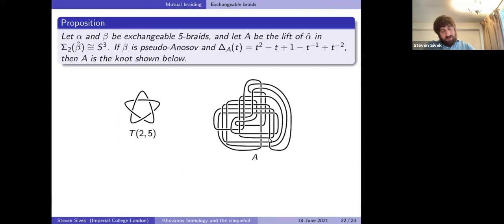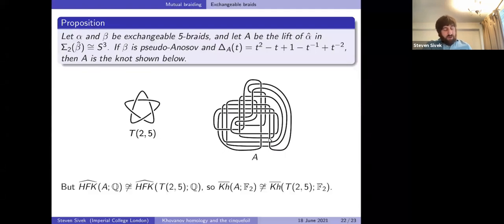So here's the proposition. Alpha and beta are exchangeable 5 braids, and let A be the lift of alpha hat in the branched double cover of that unknotted closure of beta, which is S3. So if the braid beta is pseudo-Anosov, and A has the right Alexander polynomial, which we know it has to have from the knot Floer homology, then A actually has to be this knot shown here. This is some terrible beast of a 60 crossing knot diagram. 5 years ago, it would have been hopeless to compute Khovanov homology or knot Floer homology of this, but we've actually got pretty fast programs for that now. So you can say, I don't know what this knot is, I don't know if it has a simpler diagram or not, but does it at least have the right invariants? And maybe it's strange, by the way, that this is the only knot that falls out of this computation, but it's nice because we only have one thing to check.